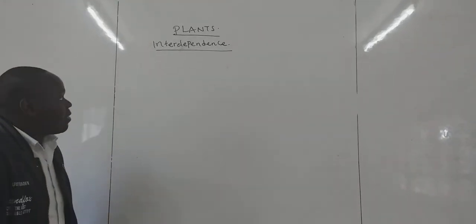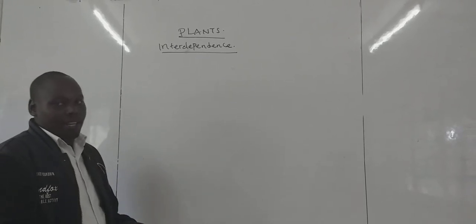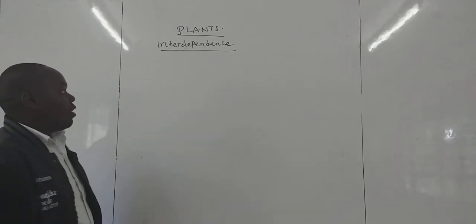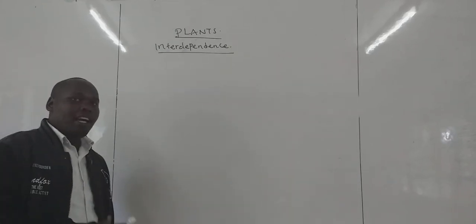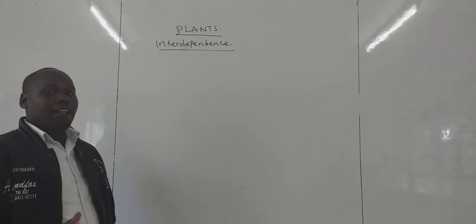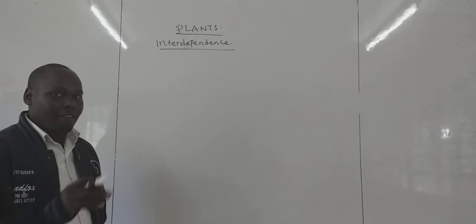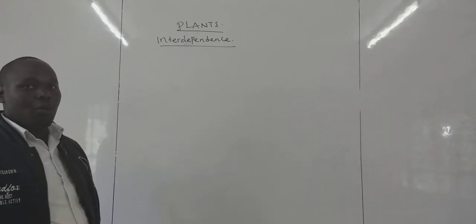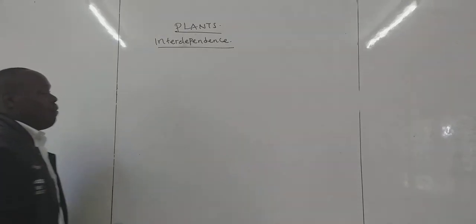Welcome again to our science lesson, in which we will learn about interdependence. Previously, we talked about the components of the environment: the living and the non-living components. If you can't remember, the living comprised the plants and animals, and the non-living was water, soil, and air. And so today, we will learn about interdependence.